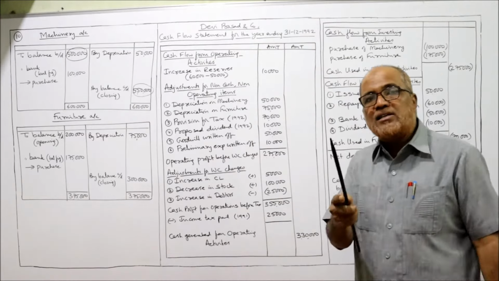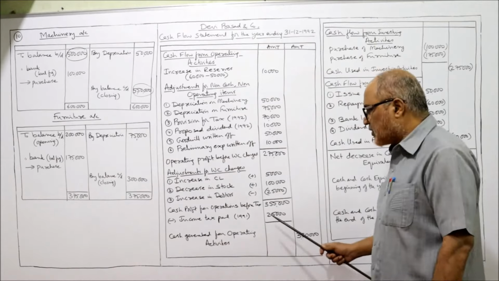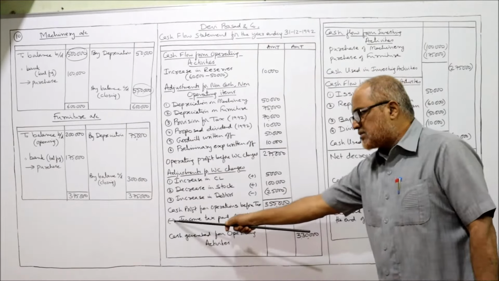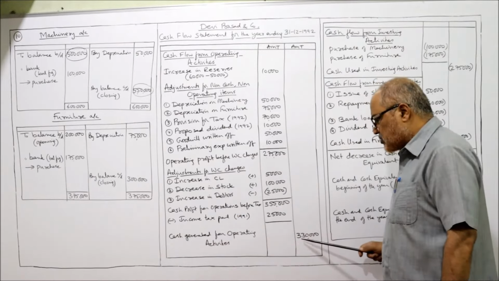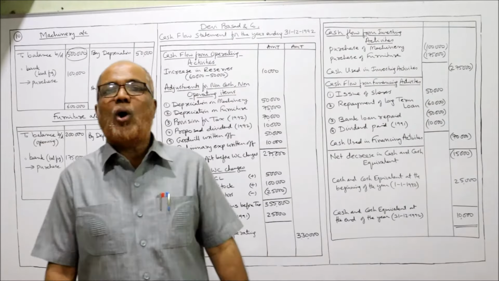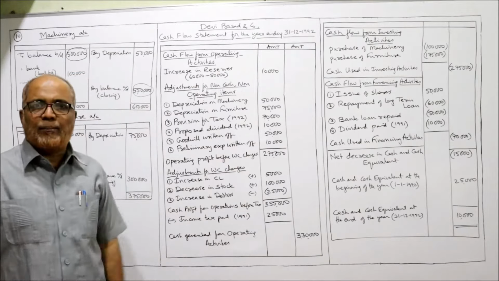Now provision for taxation of last year, 1991. So last year's provision for taxation 25,000 given in the problem. Deduct, because minus means deduct. So 3,55,000 minus 25,000, 3,30,000 is cash generated from operating activities. That's it. The one part we have completed.